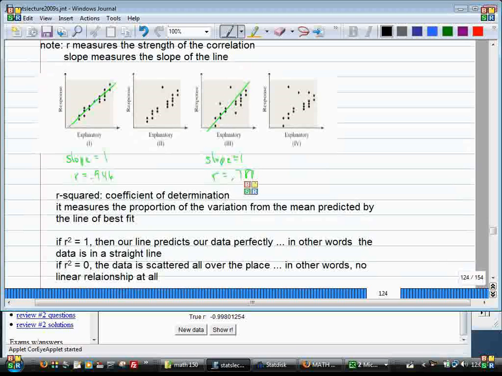So now that we sort of understand what values of R represent, we're now going to look at calculating R and R squared in the line of best fit. We're not going to do it by hand. We're going to use StatDisk.